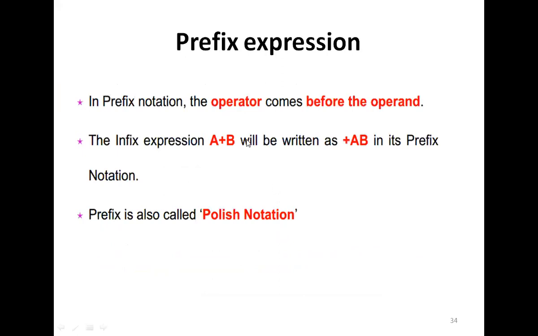Then prefix expression, which we just discussed. Example is a plus b. This is infix, and this is the prefix format of that: plus a b. This prefix notation is also known as Polish notation.